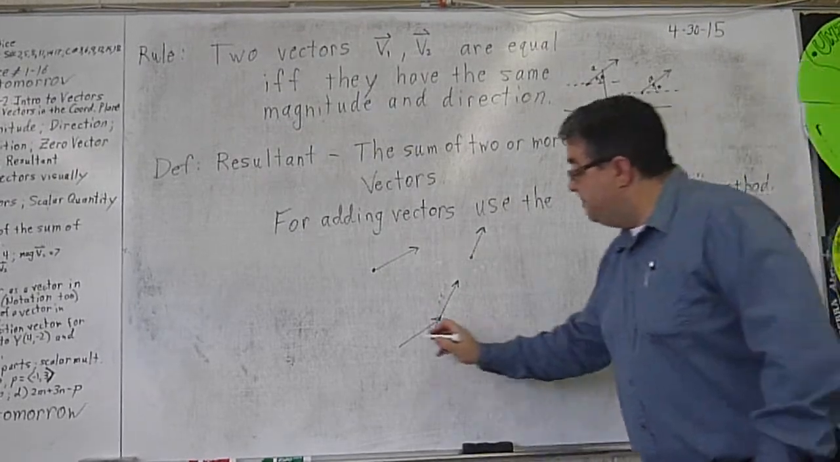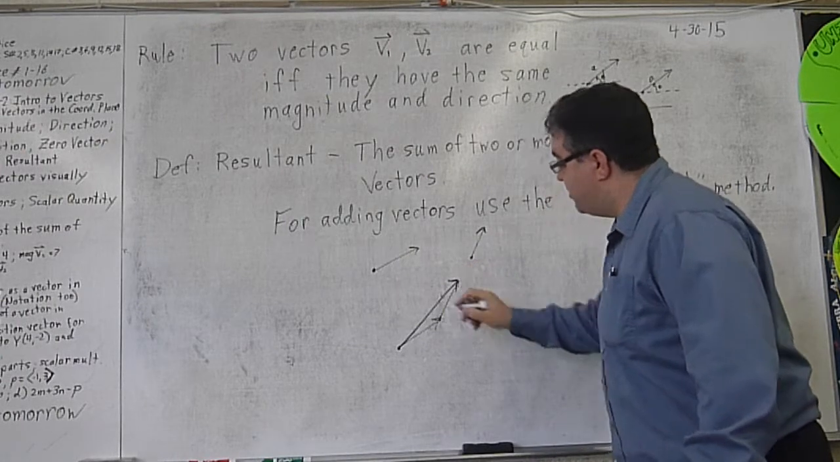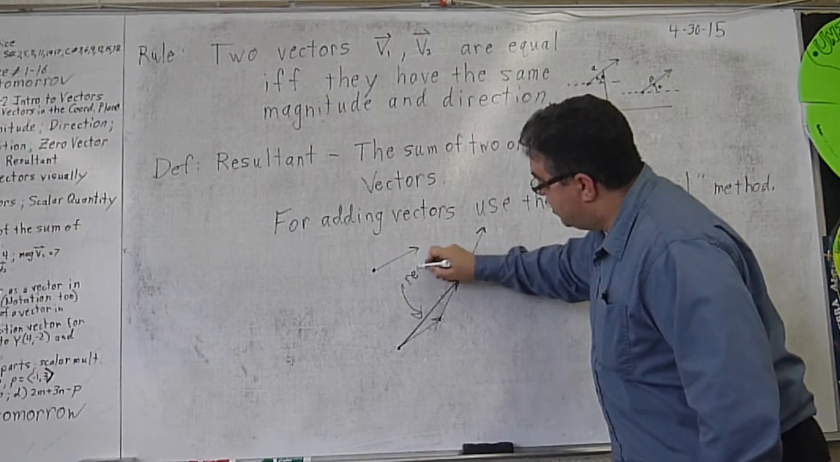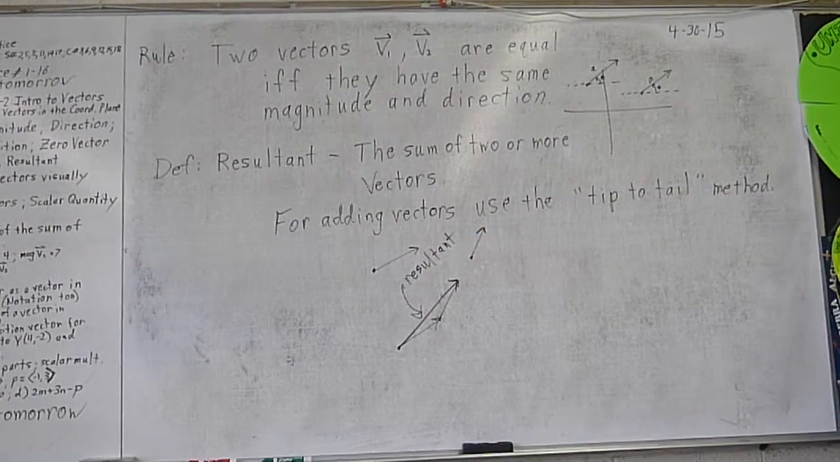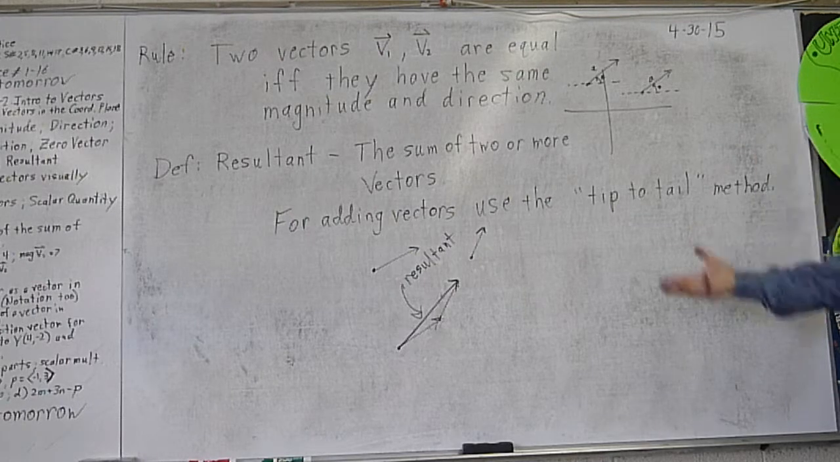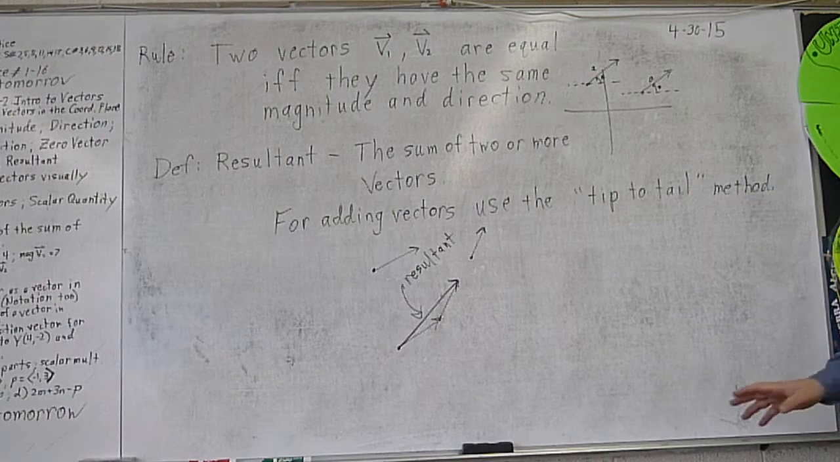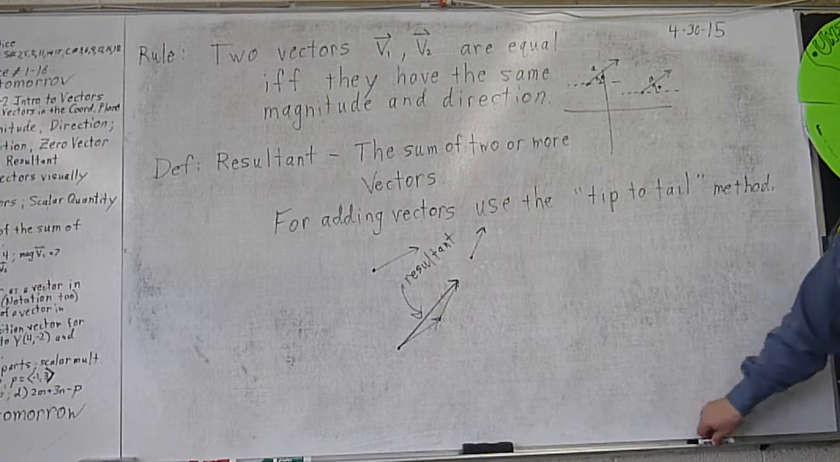And their sum is the vector from here to there. This one is the resultant, the sum of the two. You're going to have to be able to identify the resultant of two pictured vectors just like this on the quiz. Let's end that board here.